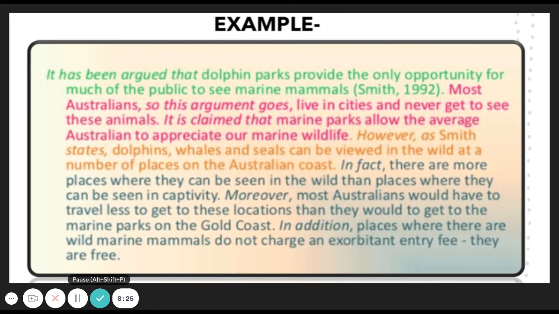Moreover, most Australians would have to travel less to get to these locations than they would to get to marine parks on the Gold Coast. In addition, places where there are wild marine animals do not charge an exorbitant entry fee. They are free. Here's an example of an argumentative paragraph that provides claim, evidence, and analysis about why people argue against marine parks for sea animals in Australia.